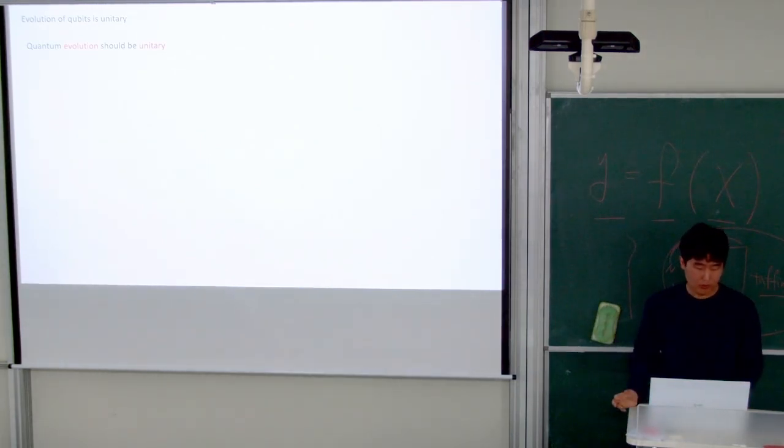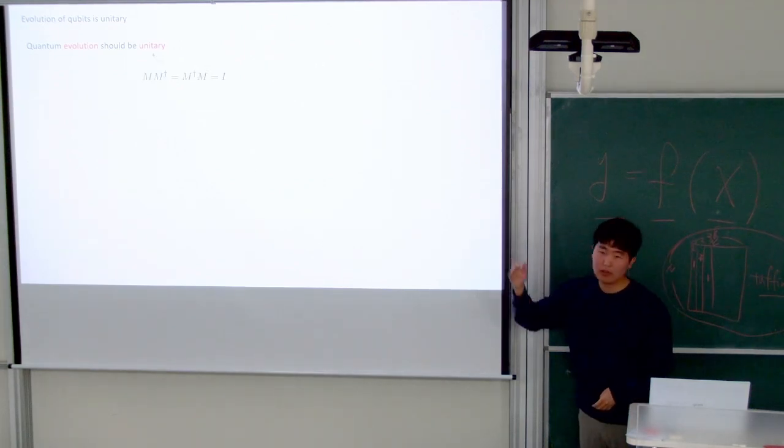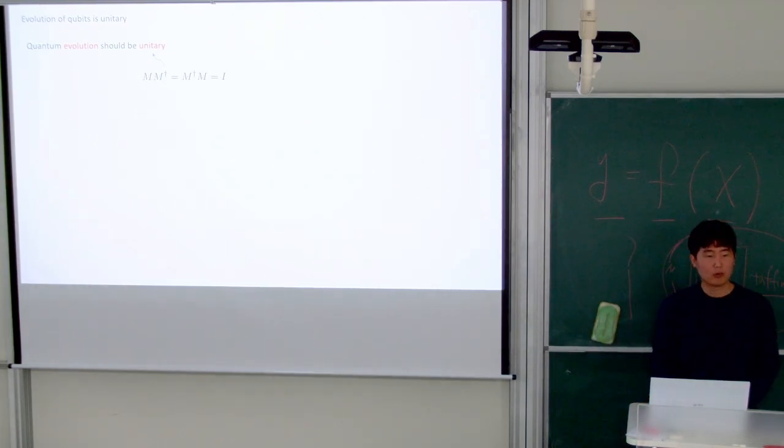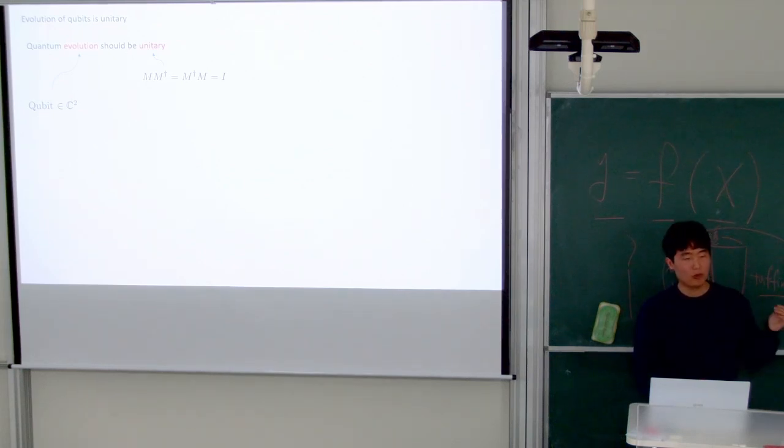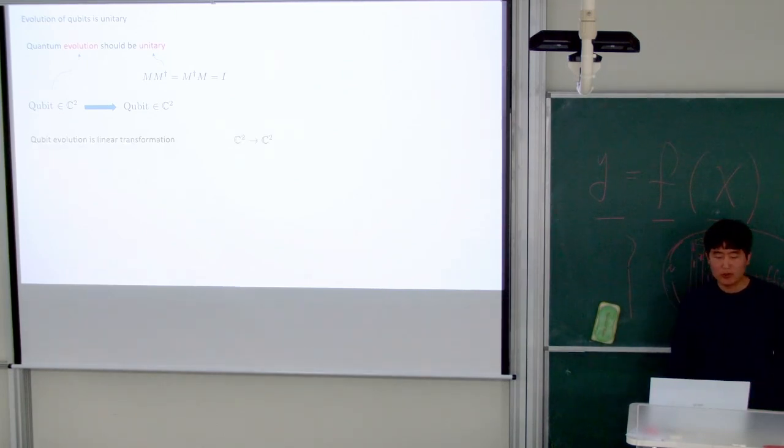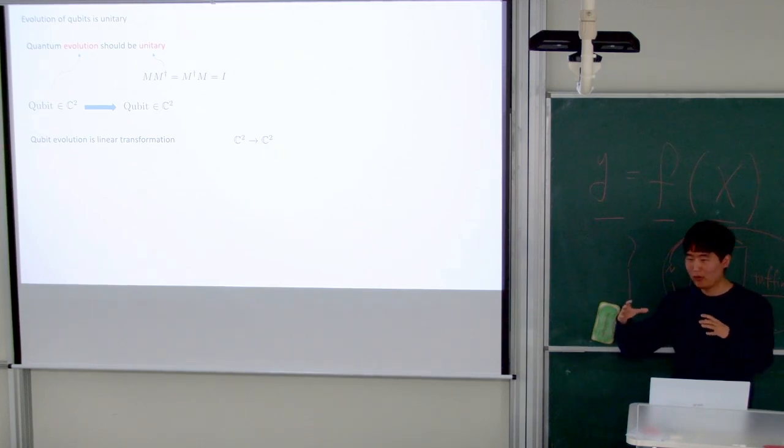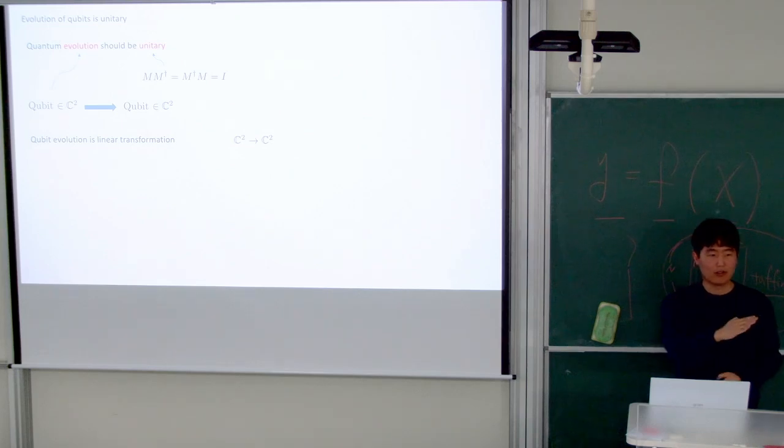So quantum evolution should be unitary. What does it mean? As I mentioned, we should specify this. What is evolution? As we are dealing with qubits, a qubit belongs to C2. Evolution means just the transformation of qubit to qubit, so C2 to C2. Actually it is movement in the circle, from one position in the circle to another. It should be a linear transformation, and it should be unitary to preserve the length.